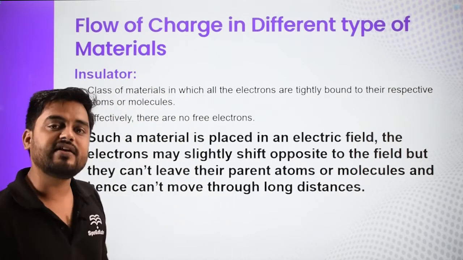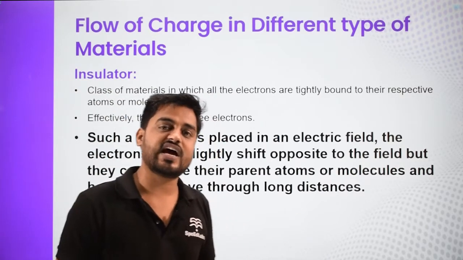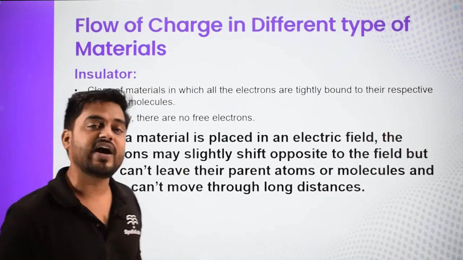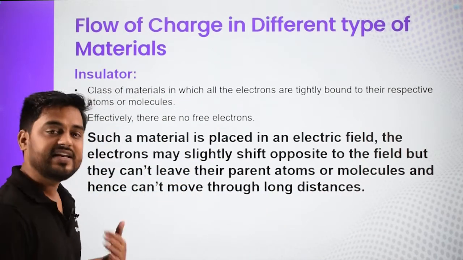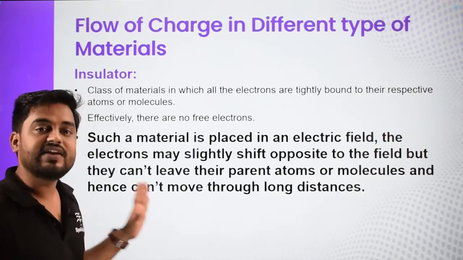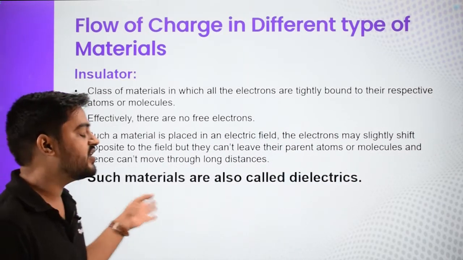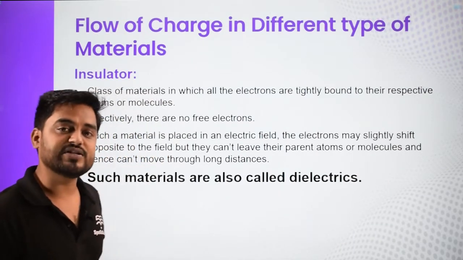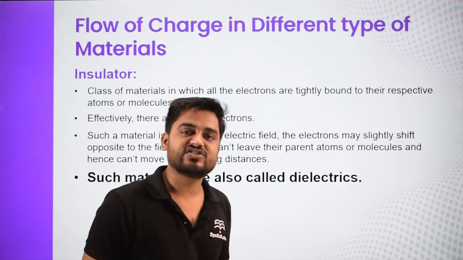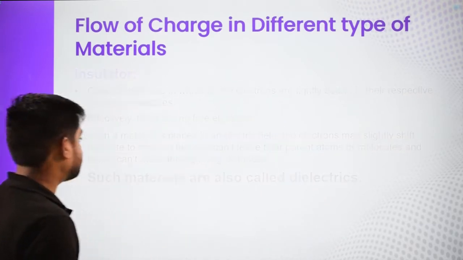So if we apply the electric field, there are no free electrons. There are electrons which can't move because they are bounded very tightly by their respective atom, and hence there will be no flow of electric current. Such materials are also called dielectrics. In a dielectric it is possible that charges might shift, but they can't show you a flow of electric current.